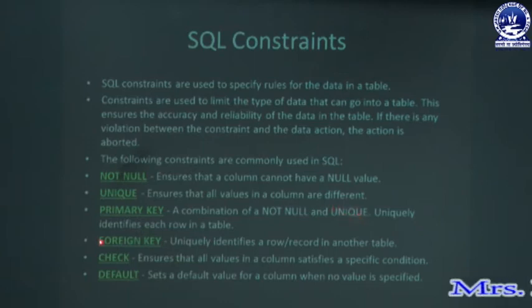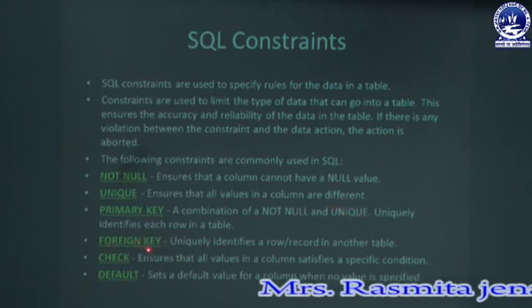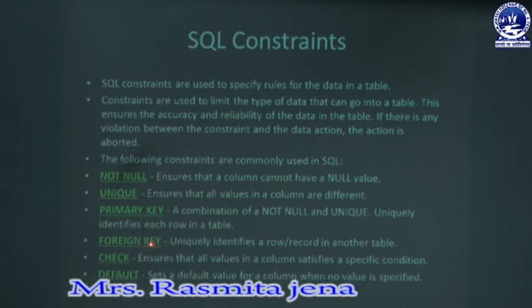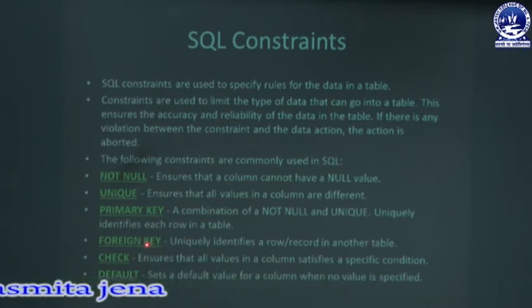Then next is your foreign key. Foreign key constraint is used to relate two different relations in a table, and it is used to uniquely identify a row or record in another table.